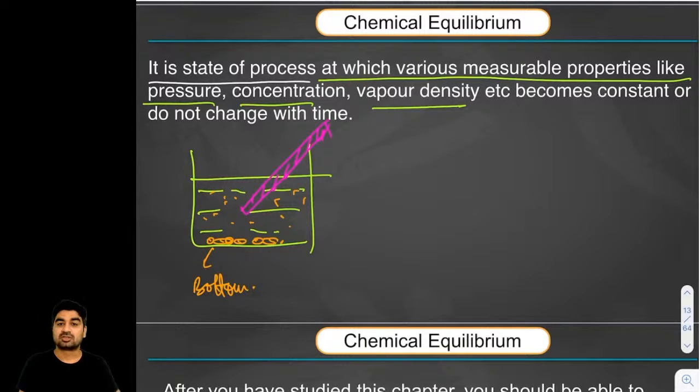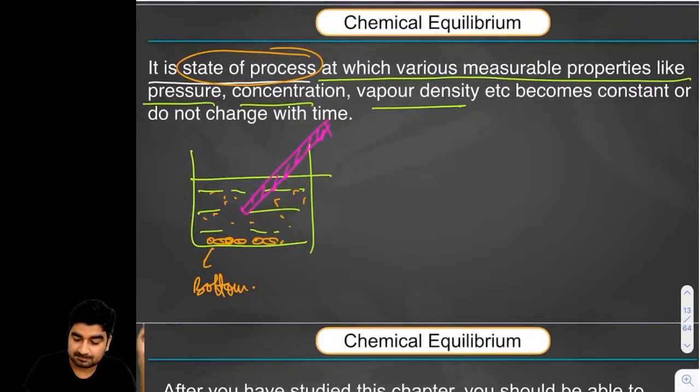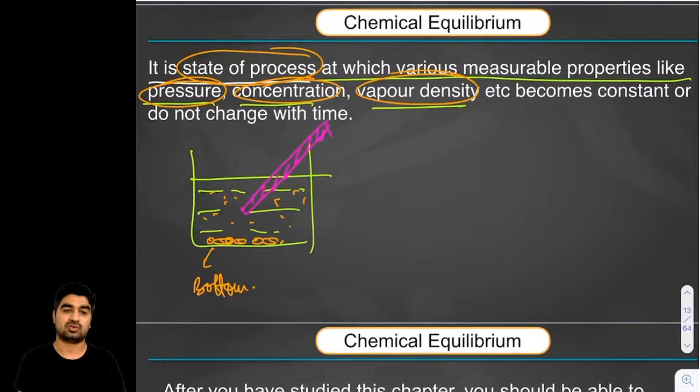Okay, so guys, now let's move. Now you know about chemical equilibrium. Basically, it is the state of a process at which various measurable properties like pressure, concentration, vapor density, etc. become constant or do not change with time.